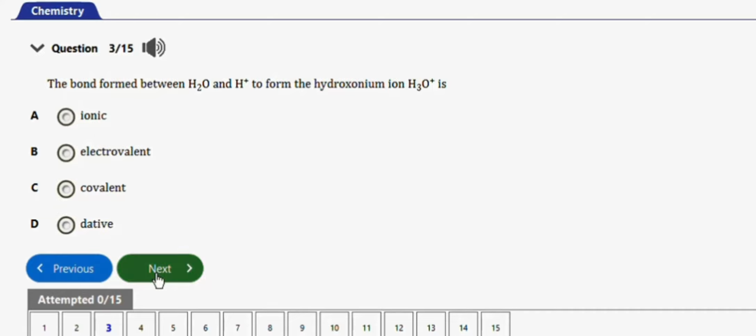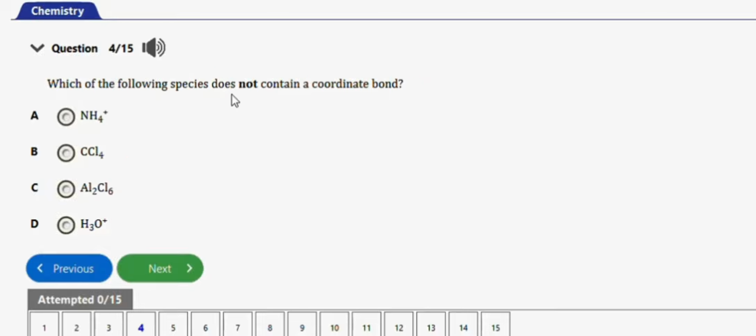The next repeated question will be this one. It says which of the following species does not contain a coordinate bond. So guys, in this question the right answer is option B. Alright, take note of it, very important. The next repeated question will be this one. It says which of the following compounds has coordinate bonds in its structure. The right answer is option D.